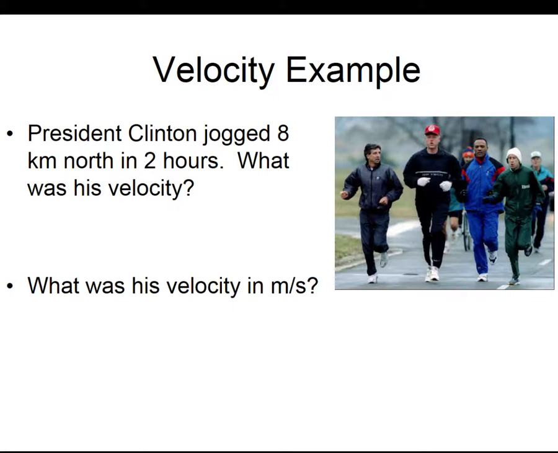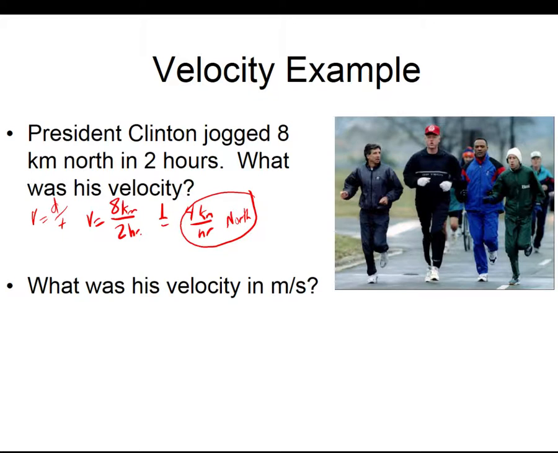Let's do another velocity example. President Clinton, he used to be a big jogger. He jogged 8 kilometers north in 2 hours. What is his velocity? So again, velocity equals distance divided by time. So velocity equals 8 kilometers divided by 2 hours. That will give me 4 kilometers per hour. And we check the given digits, 1 there, 1 there, and my answer has 1. Perfect. I need my direction, north. So 4 kilometers per hour north is his velocity.